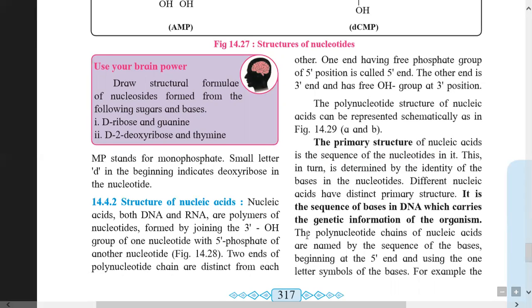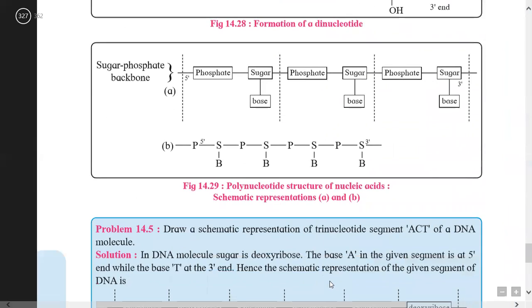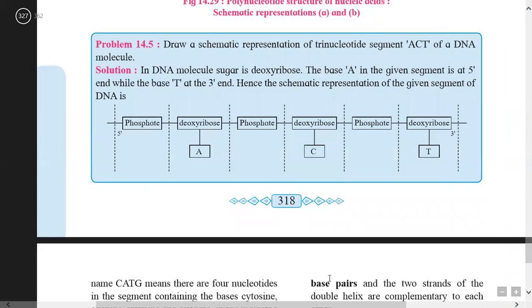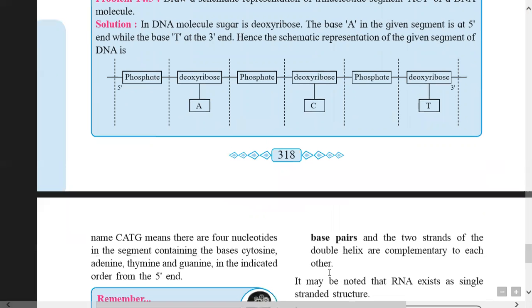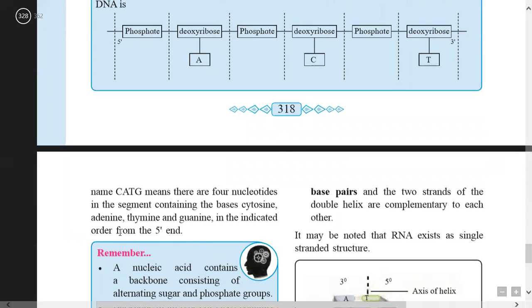The polynucleotide chains of nucleic acids are named by the sequence of bases, beginning at the fifth prime end using the one letter symbol of the base. For example, here this example is given, that is named CATG, meaning there are 4 nucleotides in the segment containing the bases cytosine, adenine, thymine and guanine in the indicated order from the fifth end.